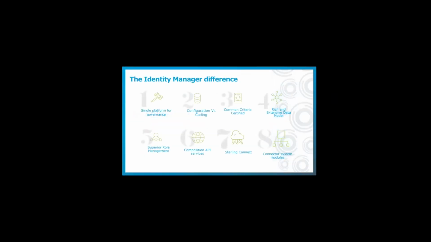The main differentiators of Identity Manager: it's a single platform for governance. We don't sell each module alone. It's one license and you enjoy all the features. Also, it's easy configuration. You don't write complex code. It's Common Criteria certified. The data model is very rich, and it has a superior role management and RBAC model. API services can fulfill any API integration required. And our Starling Connect platform can help integrate any cloud application. And of course, the native connectors that come with the solution at no extra cost are very competitive when you compare with any other vendor.